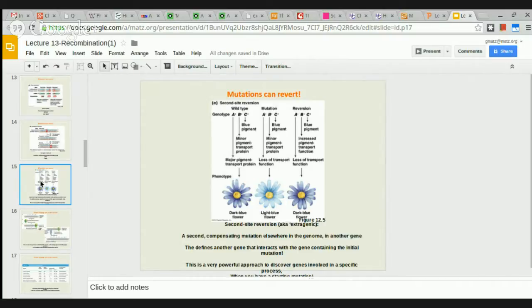Obtaining and isolating extragenic revertants is really super interesting, because let's say you had the gene for the major pigment transport protein. Doing this strategy can actually tell you, aha, there's another gene that can actually perform that function. It tells you something about the process. It allows you to know more about the function.